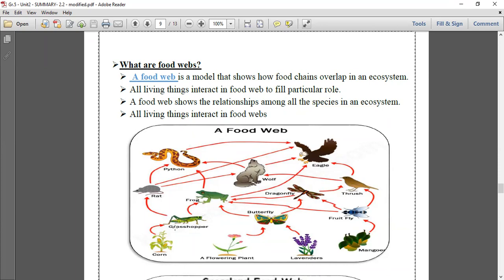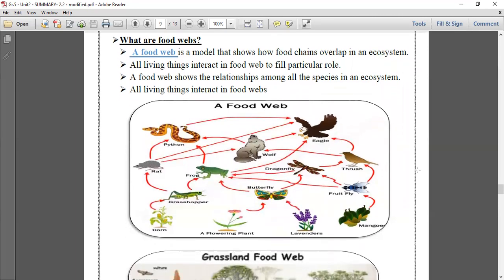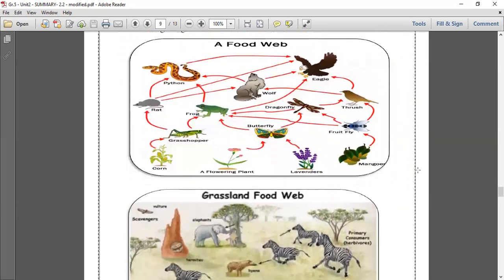Also, if you can see the frog, for example, the frog is part of this food chain of the corn, grasshopper, frog, and python. And also, it is a member in another food chain: corn, grasshopper, frog, and the eagle. Also, the frogs eat the butterflies and the fruit fly. So all the organisms in the food web have many connections in between. This is what is meant by a food web.